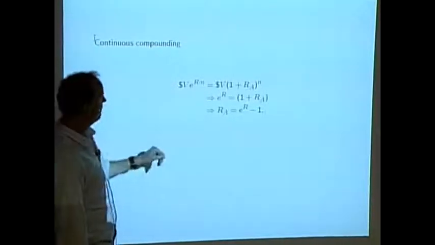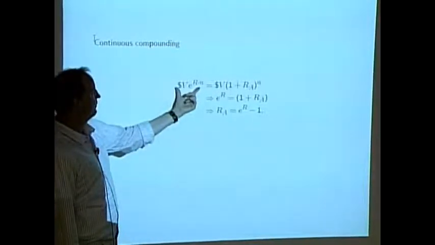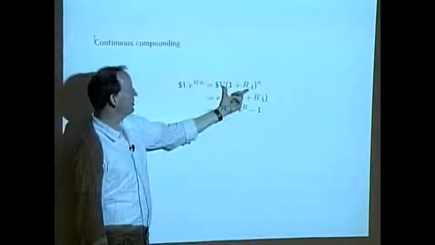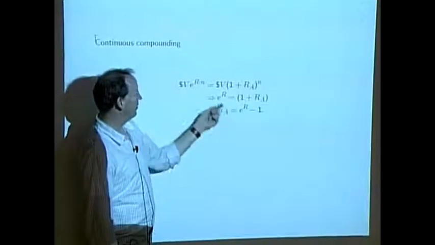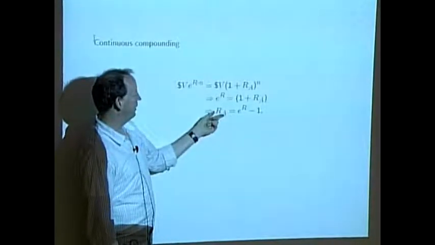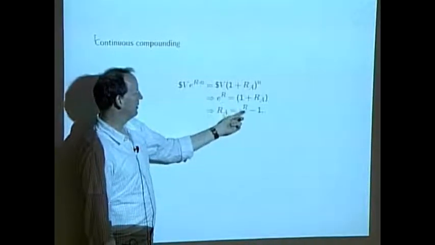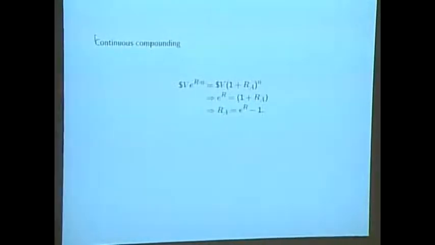Similarly, if we have continuous compounding, we do the same computation. This is the future value with continuous compounding. This is the future value with compounding once per year. And now we want to solve for the effective annual interest rate. That's going to be e to the interest rate minus 1.